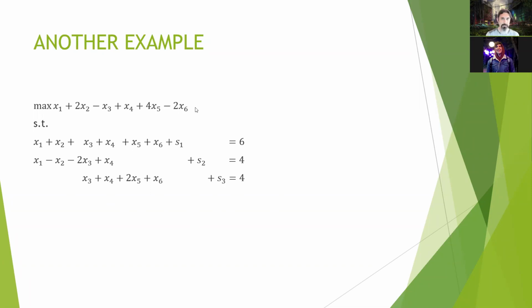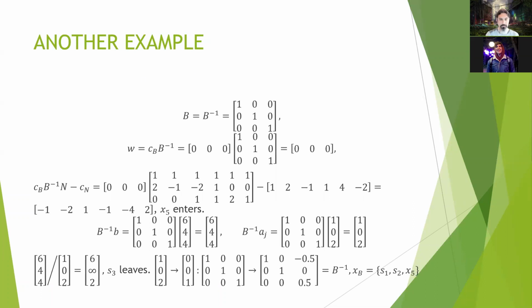So we start with the simple stuff, the vectors. Now we know that the B is S1, S2, S3, so it's going to be an identity matrix. We know that the N is going to be over here, this 3 by 6 matrix, which will give us all the coefficients of our decision variables, and our Cn is going to be 1, 2, -1, 1, 4, and -2, and our CB is going to be 0, 0, 0 anyway, as you can see over here. We are multiplying those CB and B inverse values to get the W, and then from here we're going to get the optimality condition, check if this is optimal, and see that it's not.